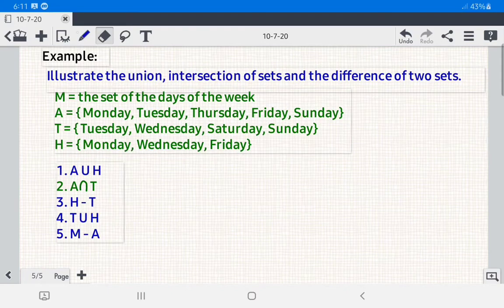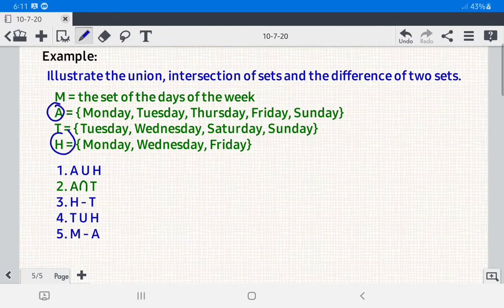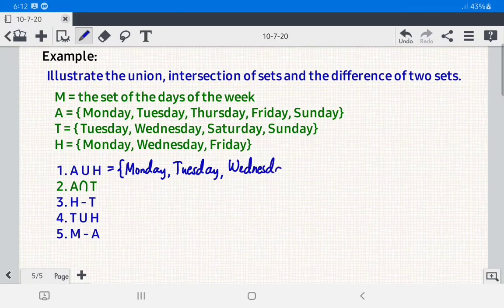So let's start with number 1, A union H. Meaning we have to combine all the elements of set A and set H. So we have Monday, Tuesday, Wednesday, Thursday, Friday, and Sunday.